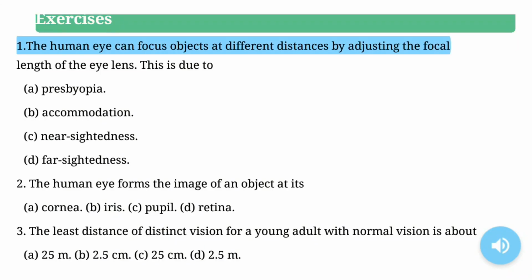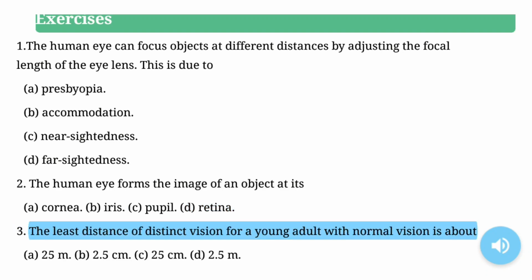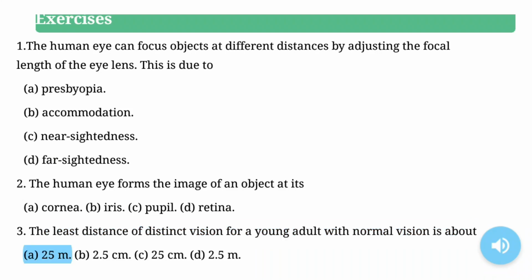Exercises. 1. The human eye can focus objects at different distances by adjusting the focal length of the eye lens. This is due to A. presbyopia, B. accommodation, C. nearsightedness, D. farsightedness. 2. The human eye forms the image of an object at its A. cornea, B. iris, C. pupil, D. retina. 3. The least distance of distinct vision for a young adult with normal vision is about A. 25 m, B. 2.5 cm, C. 25 cm, D. 2.5 m.